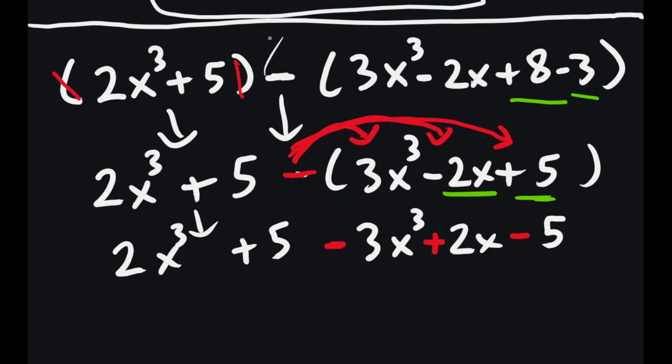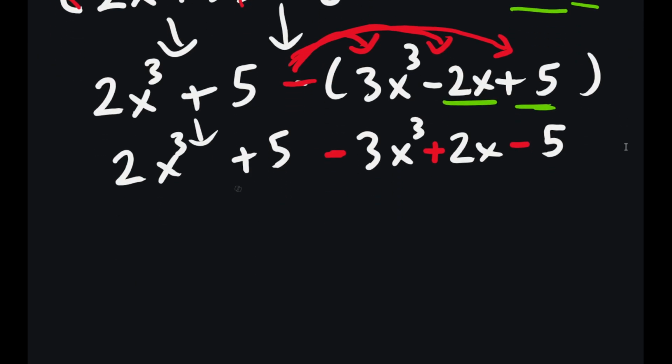Perfect. And now we can go ahead and continue combining like terms. So what are some like terms we have here? We have 2x to the third, negative 3x to the third, and we have positive 5, negative 5. So let's combine these two like terms first in orange. 2x to the third minus 3x to the third is negative 1x to the third, or just negative x to the third.